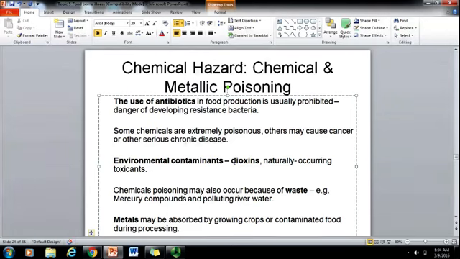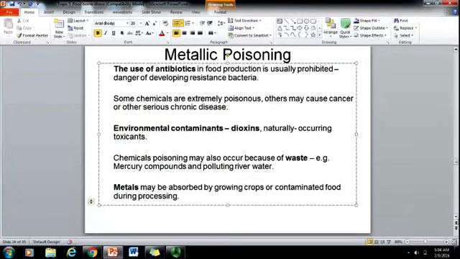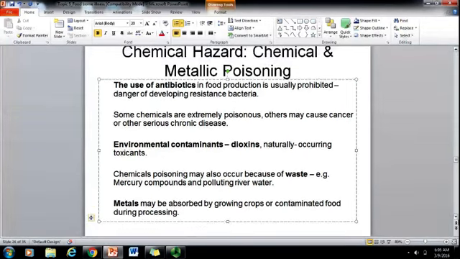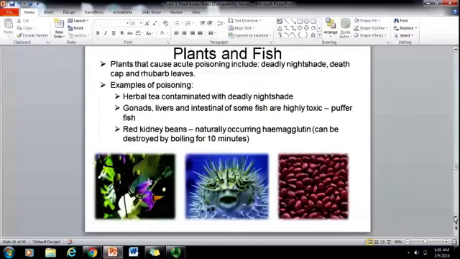Okay, and there are some chemical hazards that are due to waste, such as mercury contamination, which can contaminate shellfish and also fish from the sea, right? So these are all some sort of chemical hazard that can contaminate food, right?